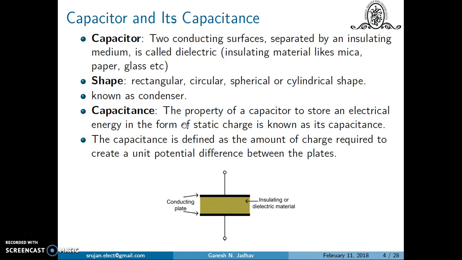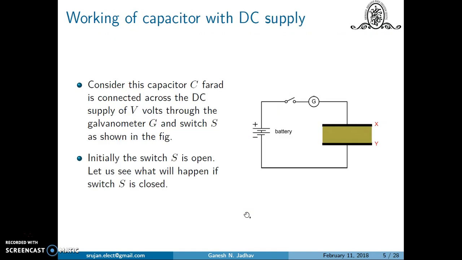So what is capacitance? Capacitance is the property of a capacitor to store electrical energy in the form of static charge. The capacitance is defined as the amount of charge required to create a unit potential difference between the plates. That is, what amount of charge must be accumulated on the capacitor plates to create the potential difference between them. So let us understand the working of a capacitor with a DC supply.